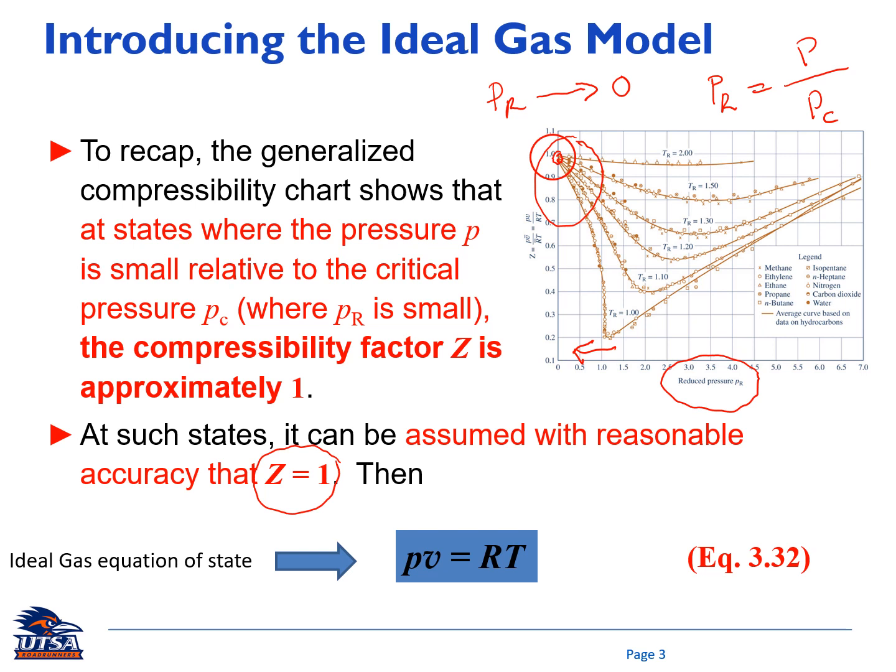With Z equal to 1, we have equation 3.32, because the original equation for 3.32 is actually P times V equals ZRT. So Z equals 1, so you can drop out the Z, then you only have the equation PV equals R times T. So this is very important for the ideal gas equation of state, Z equals 1. Then we have equation 3.32 where PV equals R times T.